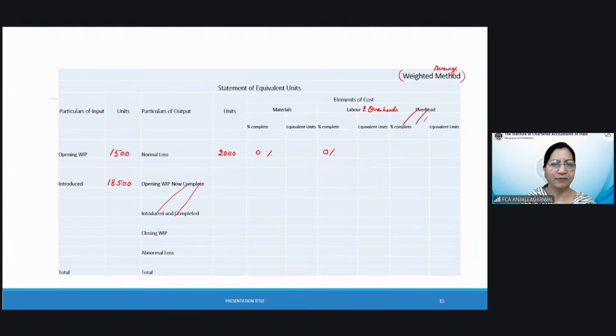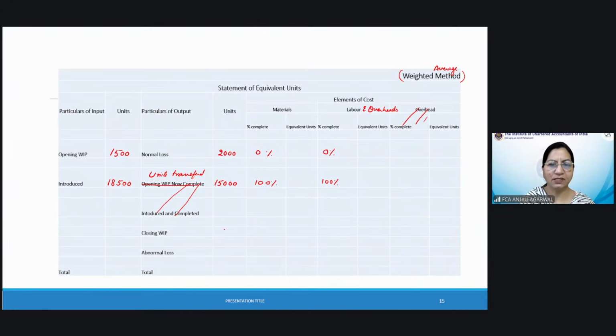I'll not calculate separately opening WIP and introduced and completed. Instead, I'll just say units transferred to next process or finished goods units. So what I assume in weighted average is whatever is done on these 15,000 units, that is done in this period only. So it is 100% complete, and whatever the cost was incurred is incurred in this period only. So this statement I'm using is a systematic way of calculating the statement of equivalent units.